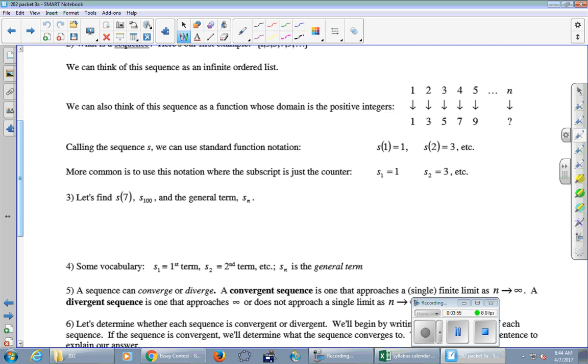So let's try a couple of examples here. S of 7. It's asking us for the 7th term in this list. We are currently looking at the 5th term right here. What is the 7th term? 13. Everybody okay? Right. So this equals 13. Go ahead and write that. S sub 100 equals.